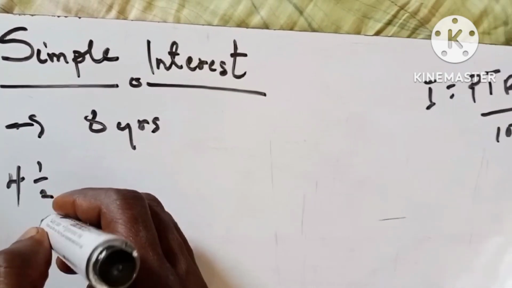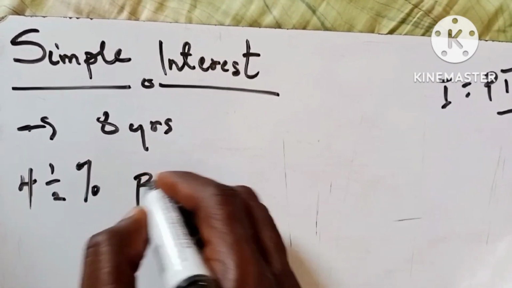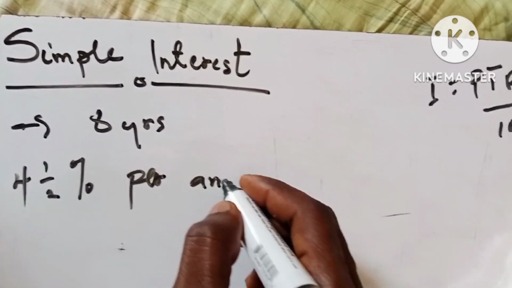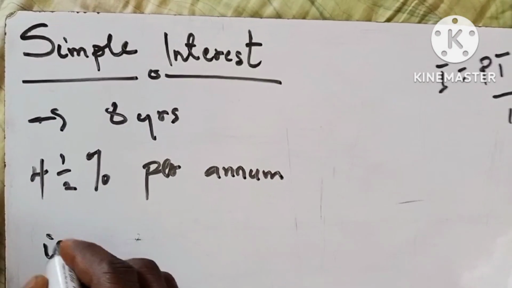4.5 percentage per annum, right? So per annum. Pay close attention to the word here. Per annum means per year, right? So per annum is, so this is the amount.